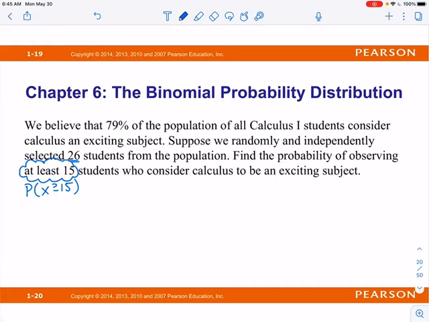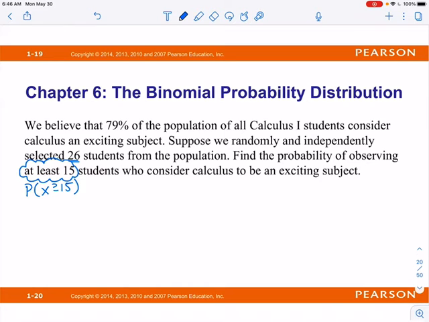So if I wanted to do this by hand, I would have to find the probability of 15, 16, 17, 18, 19, 20, 21, 22, 23, 24, 25, and 26, and then add them all together. Okay, it would take forever. So this is definitely when you're going to want to use the calculator. And again, binomial PDF is an exact amount, but when you're doing a binomial CDF, remember your calculator can only work in terms of less than or equal to.